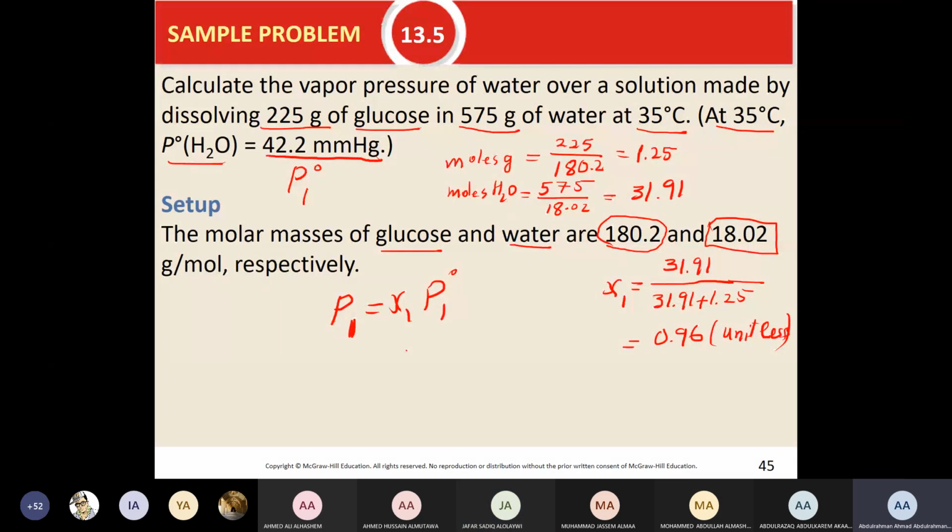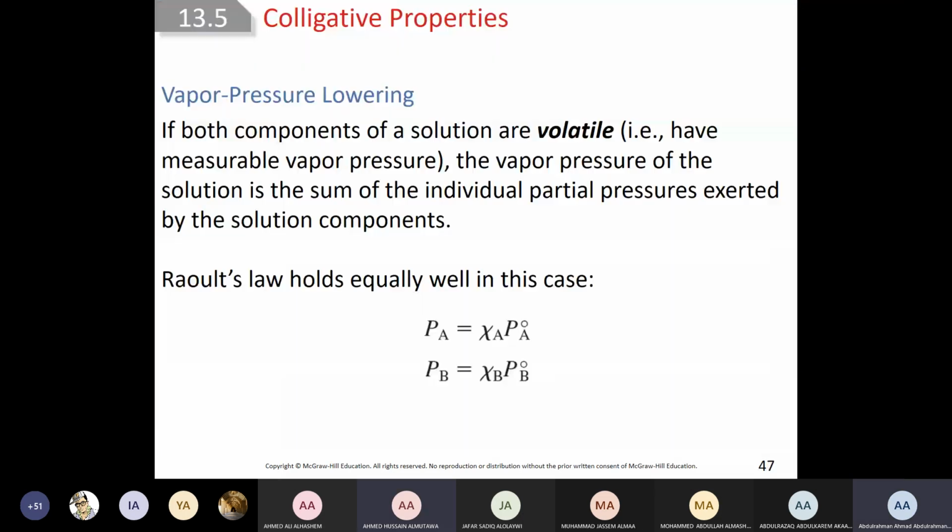Now, what's P1 then? Very easy now. P1 equals 0.96 times 42.2. What's the answer? Quickly. 40.5. It should be 40.6 actually. Very good. Is this easy? A little bit. Good. Let's go to the next question.